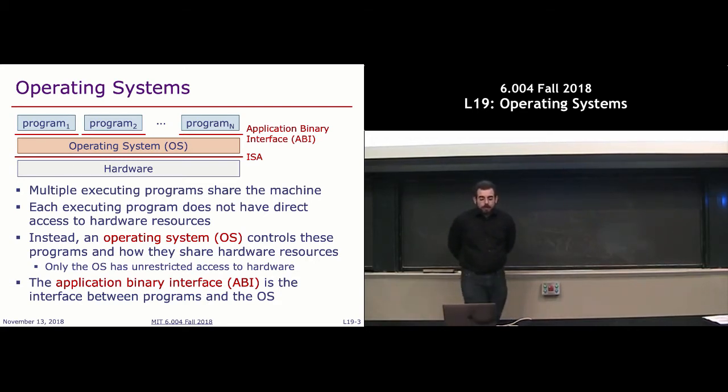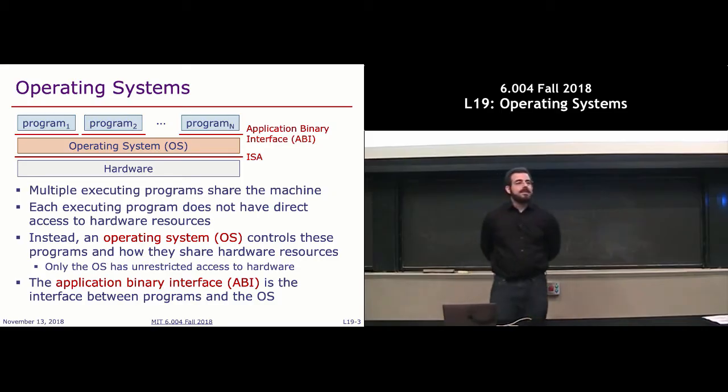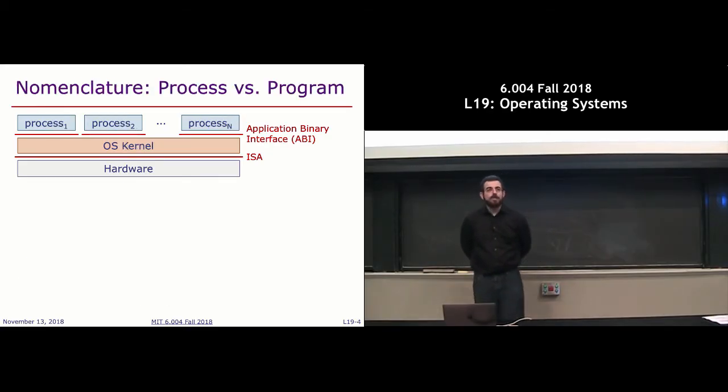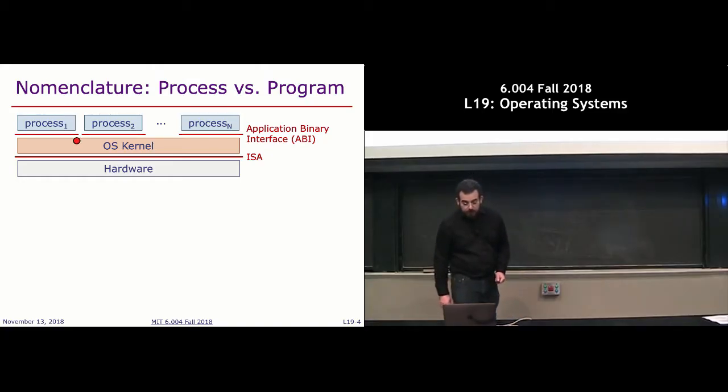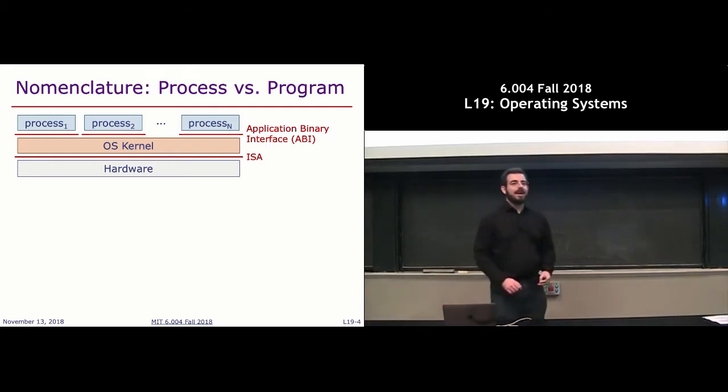Before we dive into what operating systems do and why they do it, let me change the nomenclature a little bit, because we need to be precise. When we talk about operating systems, we don't really talk about programs; we talk about processes. So here you see two changes: instead of program, I've changed the word to process, and instead of operating system, I'm saying OS kernel.